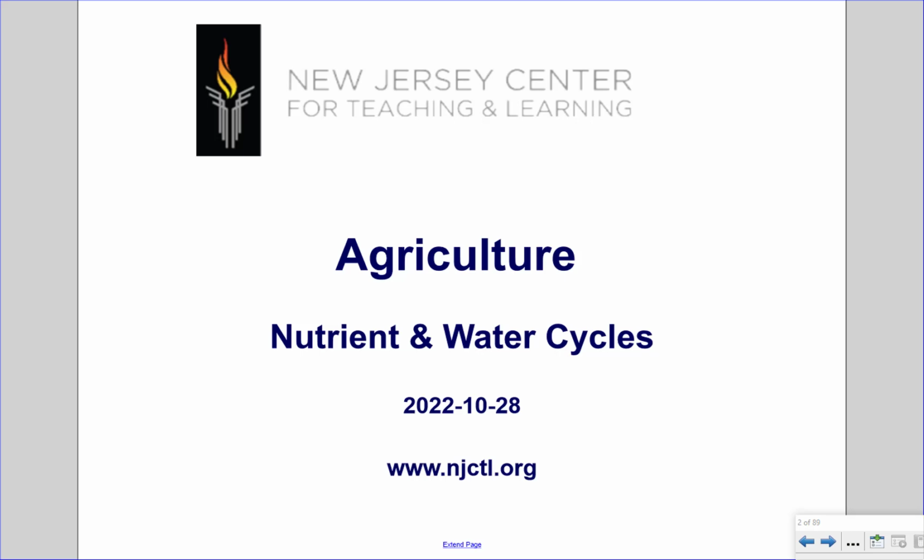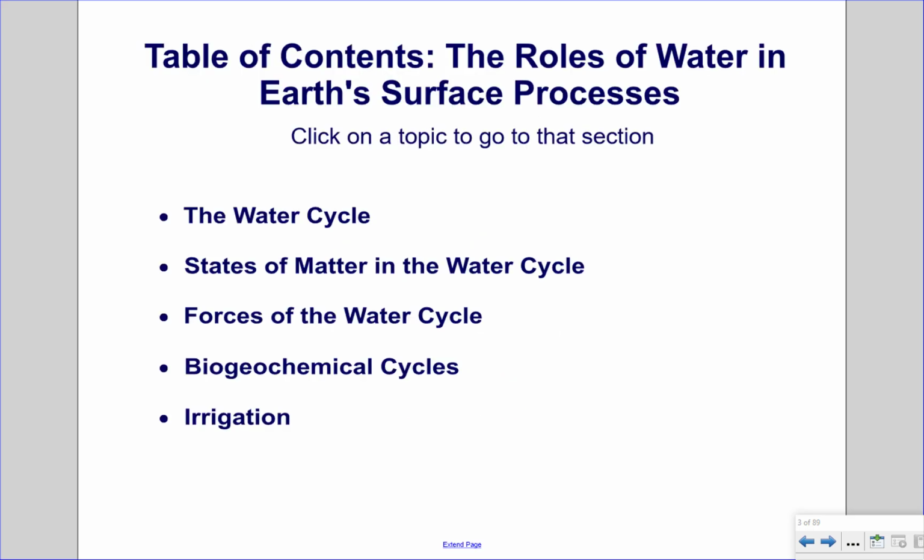The New Jersey Center for Teaching and Learning presents Agriculture, Nutrient and Water Cycles. Table of Contents. The roles of water in Earth's surface processes. In this unit, we will discuss the water cycle, states of matter in the water cycle, forces of the water cycle, biogeochemical cycles, and irrigation.